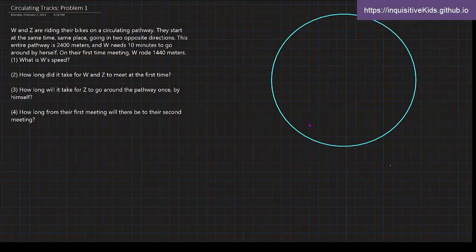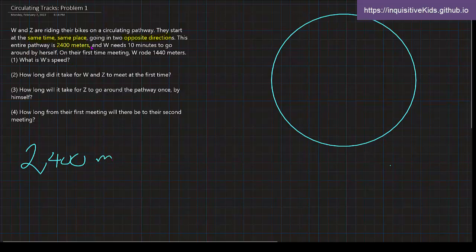Okay, let's keep reading. They start at the same time, same place. Remember, I especially emphasized this in our last video. Those two formulas that we learned have to be used with the same place and same time. And they're going in opposite directions, so it's probably going to be going this way and that way. This entire pathway's length is 2,400 meters, and I'm going to highlight that.